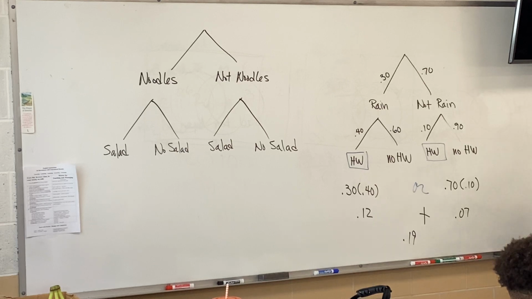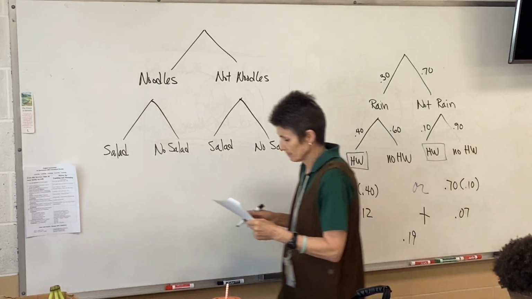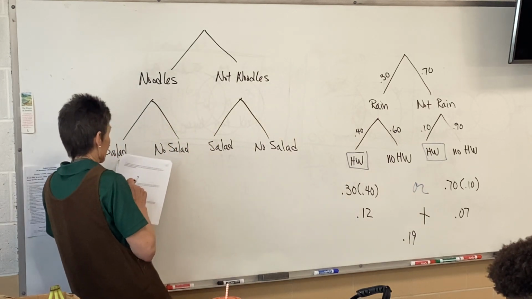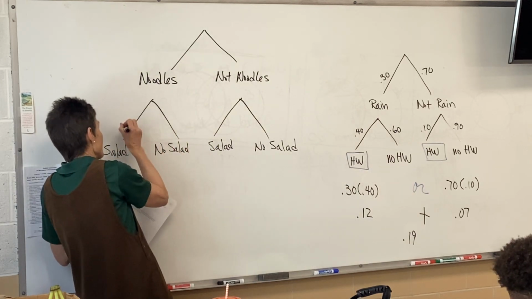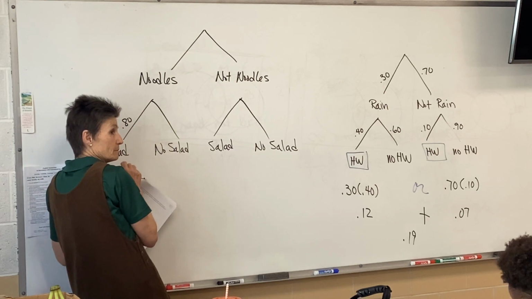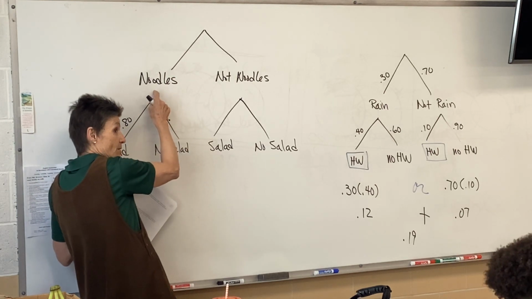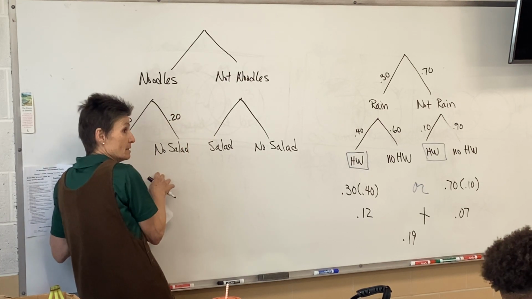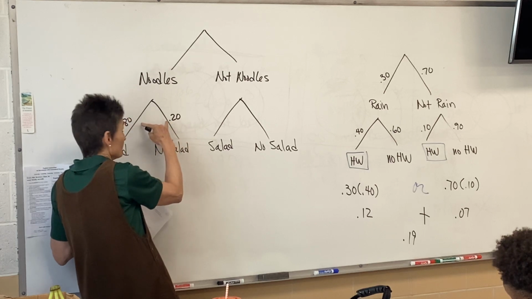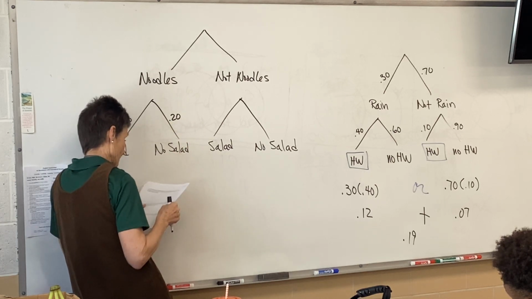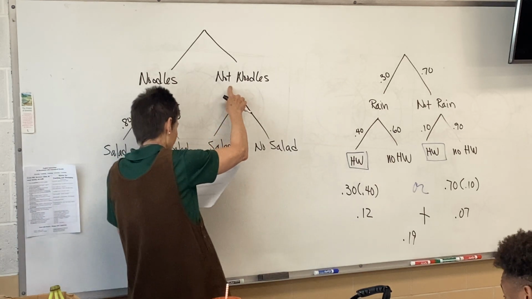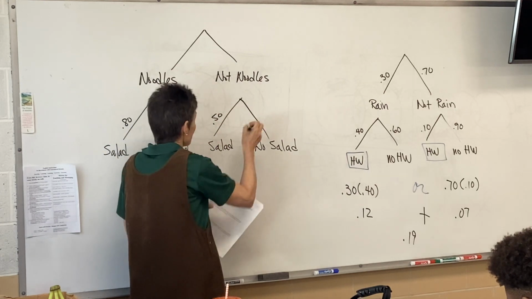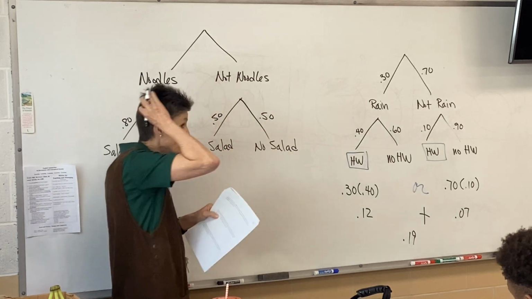All right, let's fill in the numbers. Where does the 80 go? The 80% chance, where does that go? Noodles salad, that's right here, right? We're going to have noodles, so we're here. There's an 80% chance we'll have salad, which means this is a 20. If we don't serve noodles, there's a 50% chance we serve salad, which means there's also a 50% chance we don't.